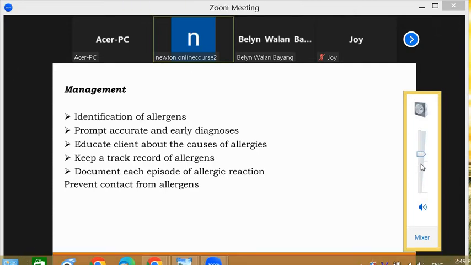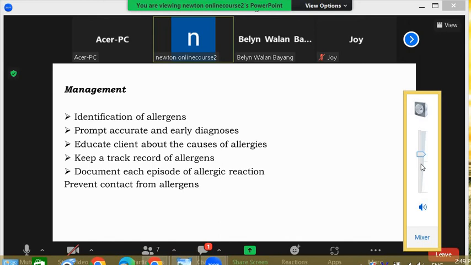Management: how can we manage in this situation? Identification of the allergen. First we have to identify which allergy the patient has. How can we identify? You can ask the patient: do you remember, did you eat anything accidentally, or are you allergic to anything? If you ask the patient, you will get to understand.